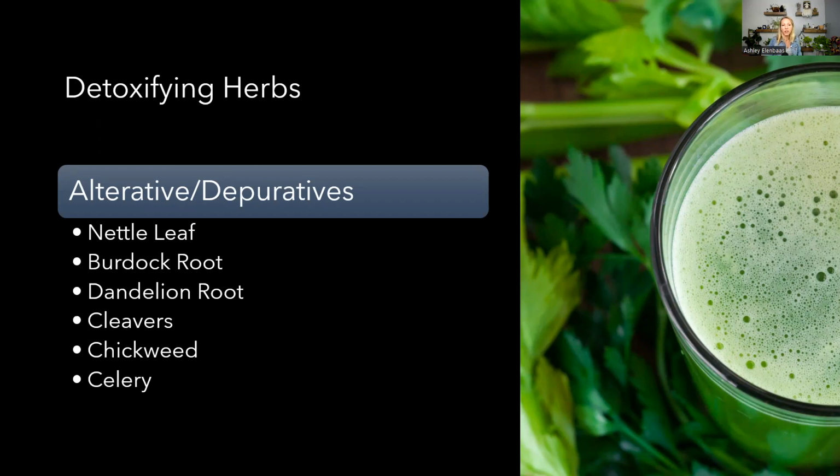So nettle leaf, burdock root, dandelion root, cleavers, chickweed, even celery, all of these are really wonderful detoxifying herbs that will help to move that fluid stagnation and all the toxins that might be in there out of the system.